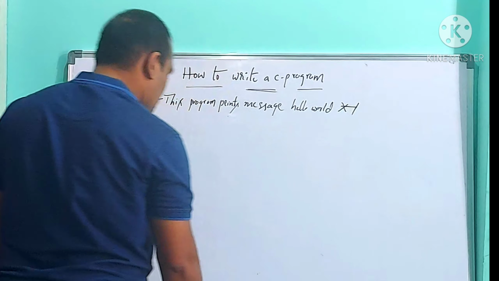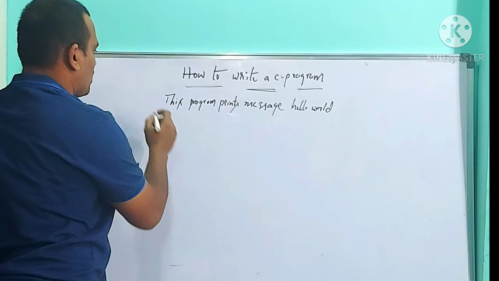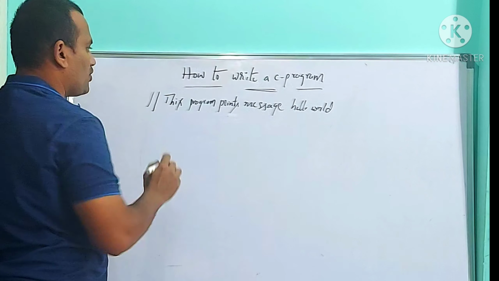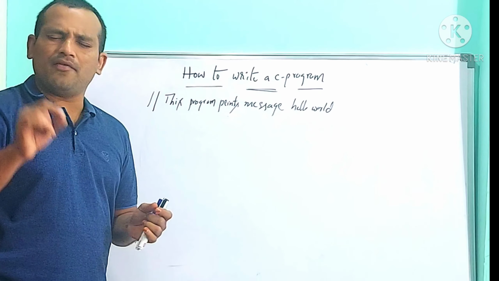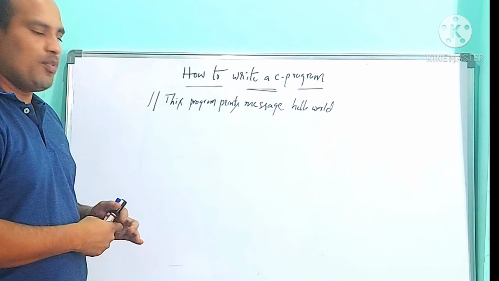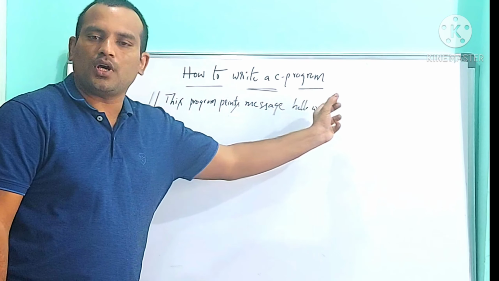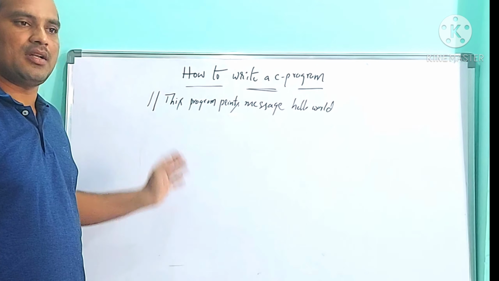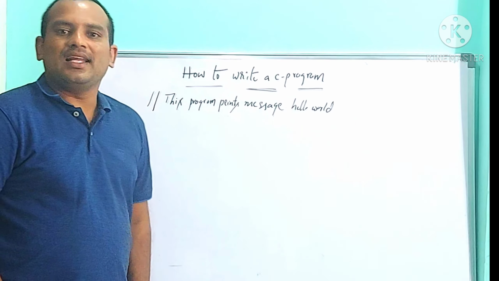But according to norms, it contains only a single line. A single line comment starts with the double slash. So this is the first thing we need to write in every C program. Every C program, you just keep a comment section like a double slash and write some description about the program. That's enough.